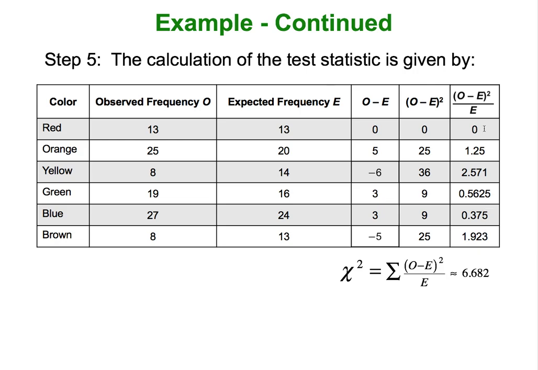And when we're done with these, then we add all of these up. So you can see how O minus E squared divided by E is what we have here in the formula. And the sigma means add them all up, and they all add up to about 6.682. So that is our test statistic.